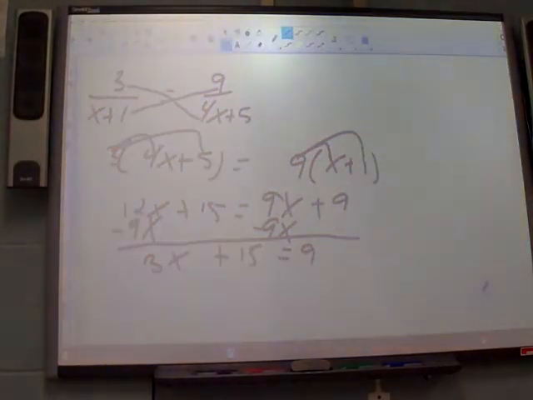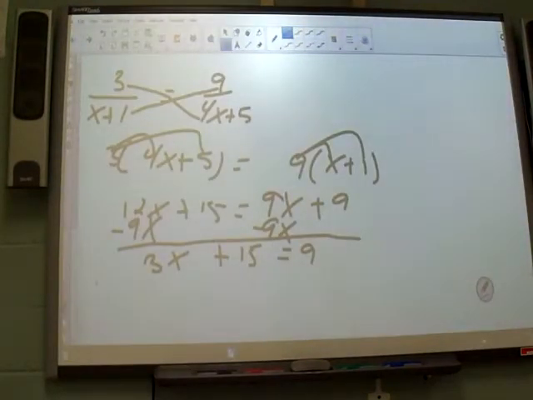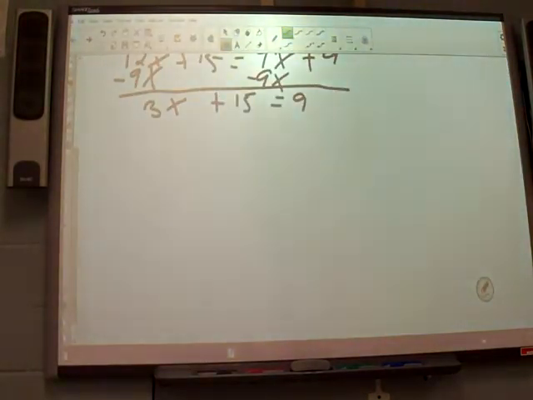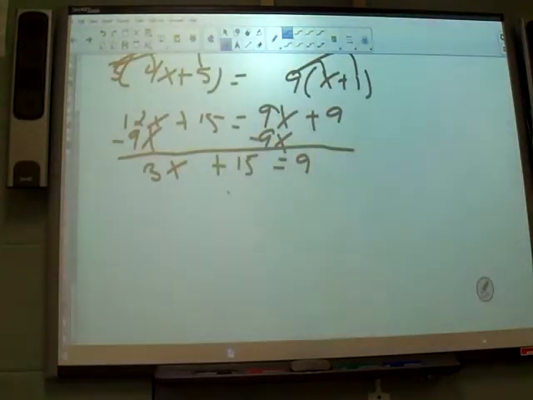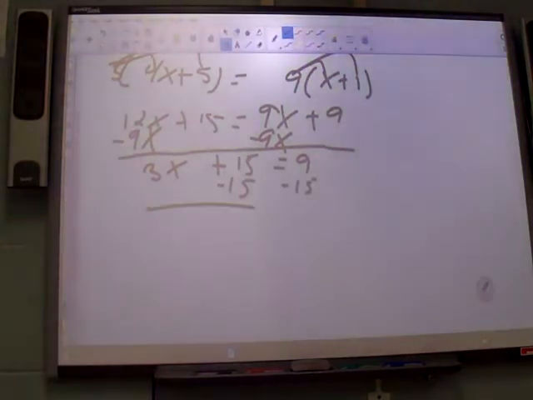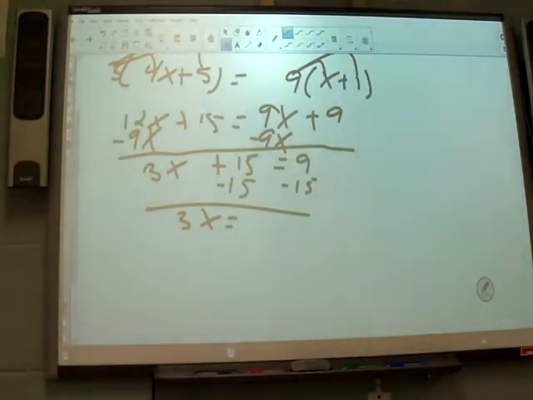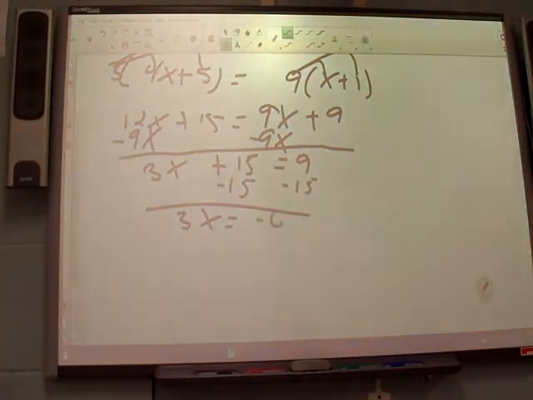And now you got a 2-step middle school equation. It's jumping all over the place. What are we doing to solve here? Subtract 15. So we got 3x is equal to, what's 9 minus 15? Negative 6. And then last step.